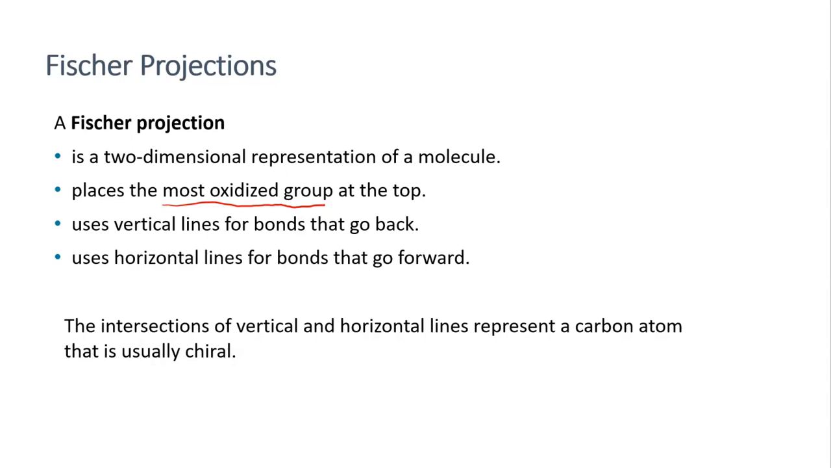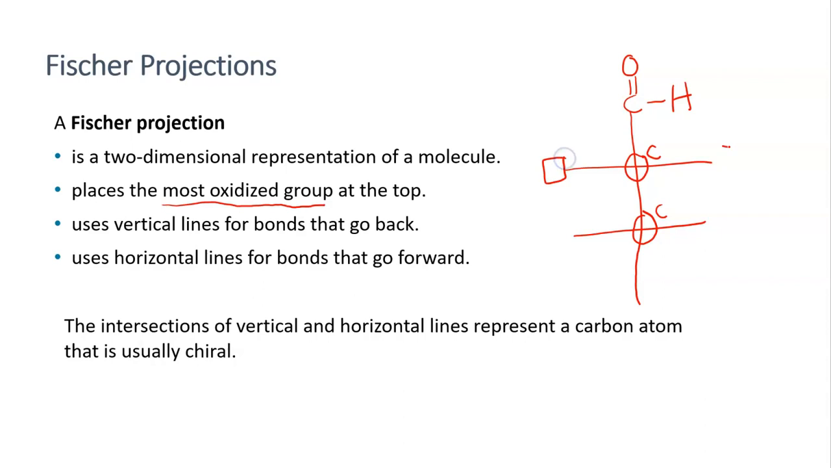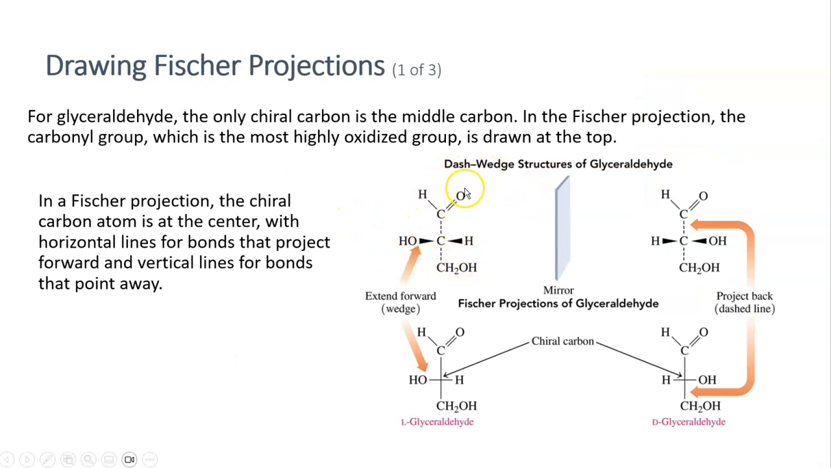And then we use vertical lines for bonds that go back and horizontal lines for bonds that go forward. So usually this aldehyde group is placed on top. And the intersections usually have chiral carbon atoms. Okay. And here they can have different groups, maybe hydrogen atoms or hydroxyl groups. And we can identify some other groups like CH2OH. So this type of representation is known as a Fischer projection. We'll see a very simple example.